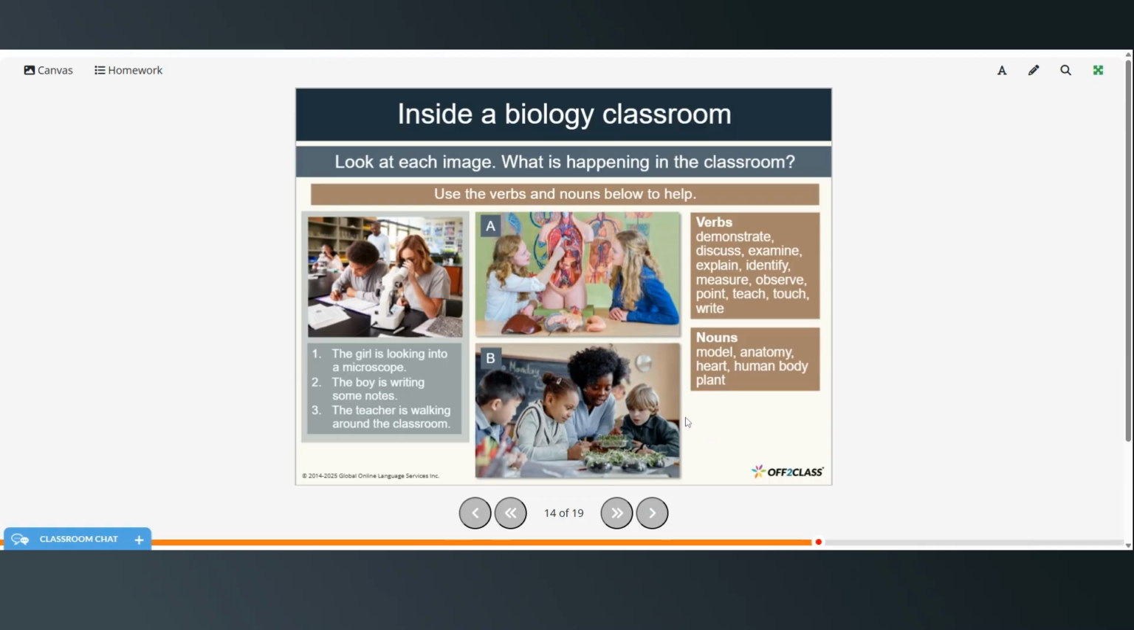And then here it looks like the teacher is showing the students some plants. The students are maybe identifying the different types of plants. They may be writing some notes about how the plants grow.